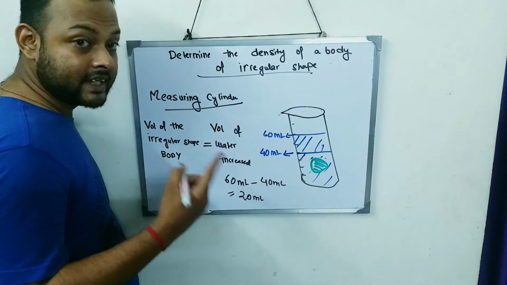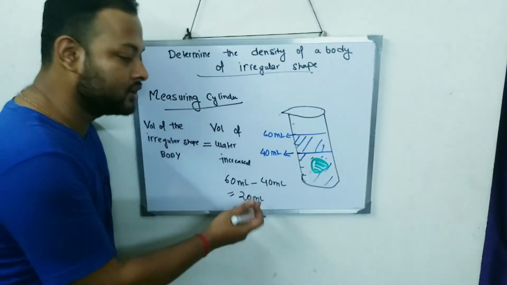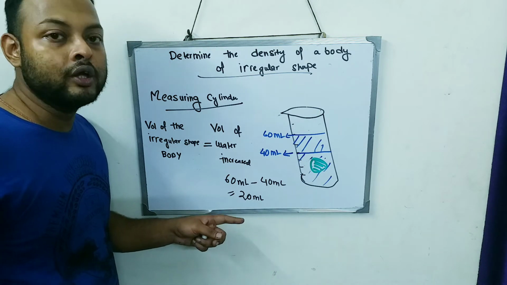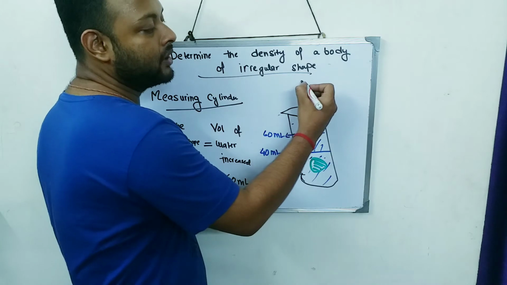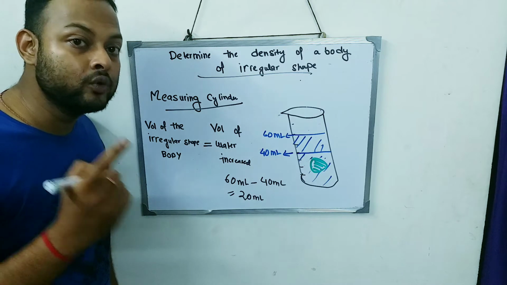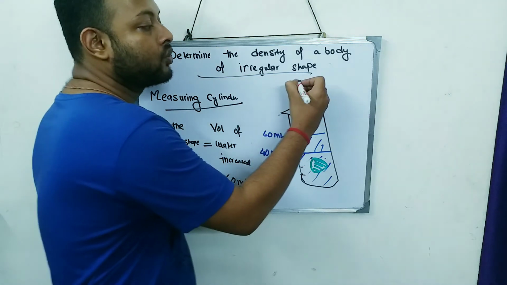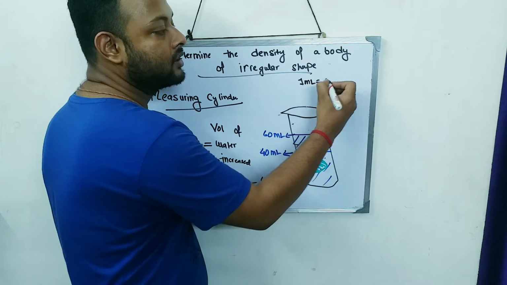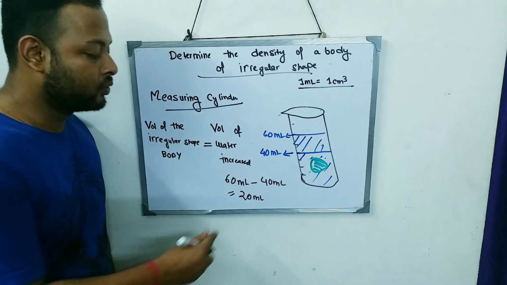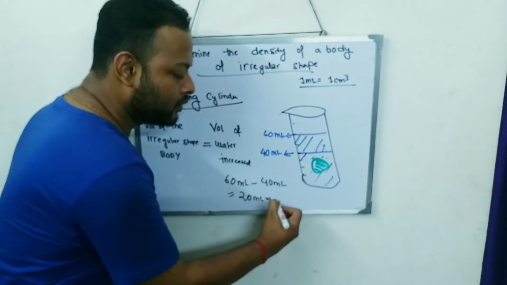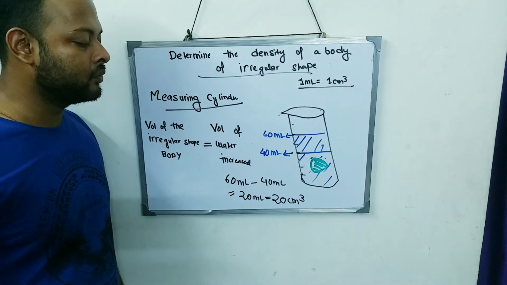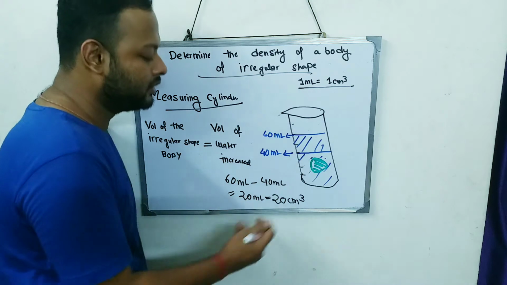But saying that, we know ml is not a usable unit of volume, but centimeter cube is a usable unit of volume. So 1 ml is equal to 1 centimeter cube, which we knew in lecture number 2. So 20 ml will be equal to 20 centimeter cube. Clear? If 1 is 1, then 20 is 20.